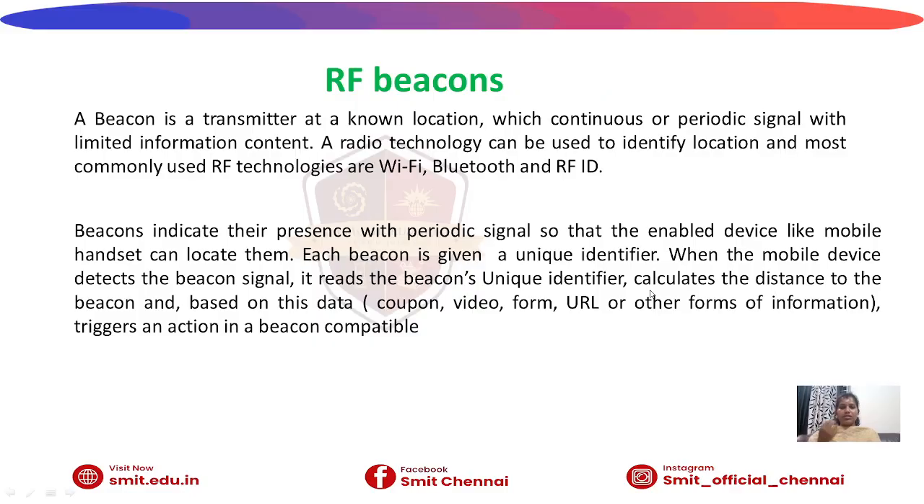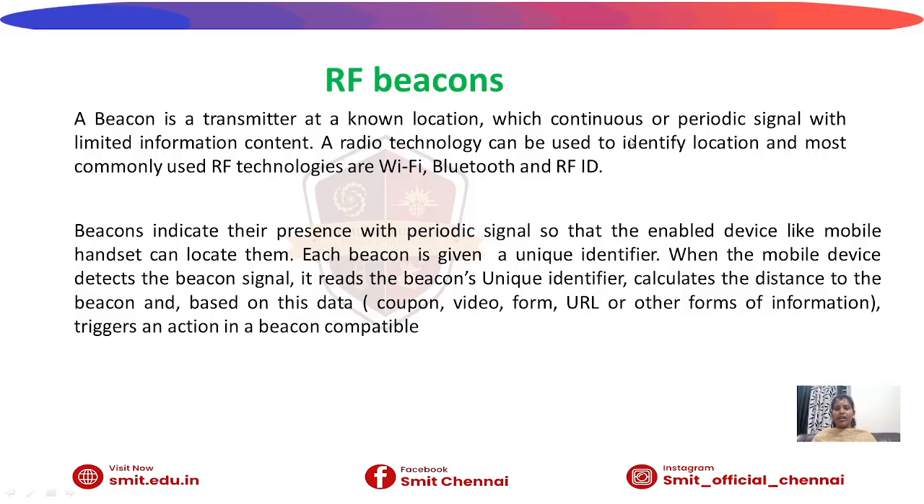The first topic is RF beacons. First of all, what is meant by a beacon? A beacon is a transmitter. It's a small device that knows its location. Why do we use a beacon? To identify the location. For identification purposes, we use beacons to identify objects.